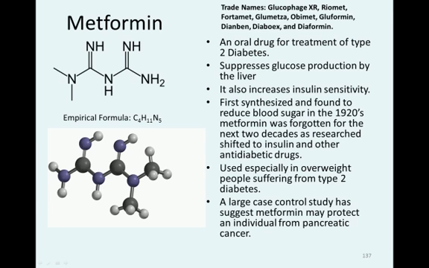Metformin is a drug that is used for treatment of type 2 diabetes. Its goal is to suppress glucose production by the liver. It is used specifically in overweight people suffering from type 2 diabetes, and a large case control study has suggested that metformin may protect an individual from pancreatic cancer.